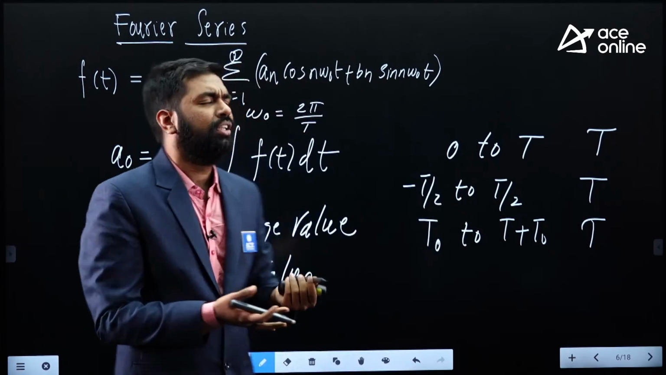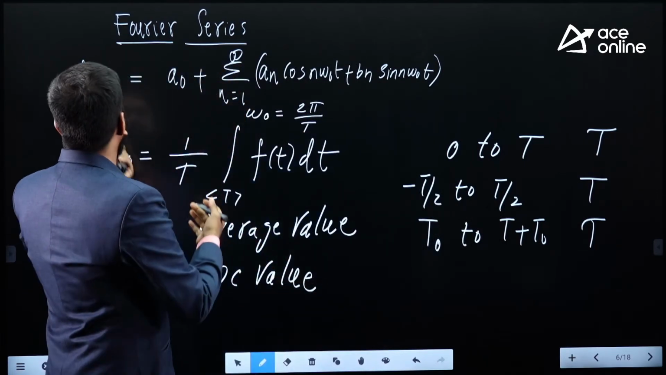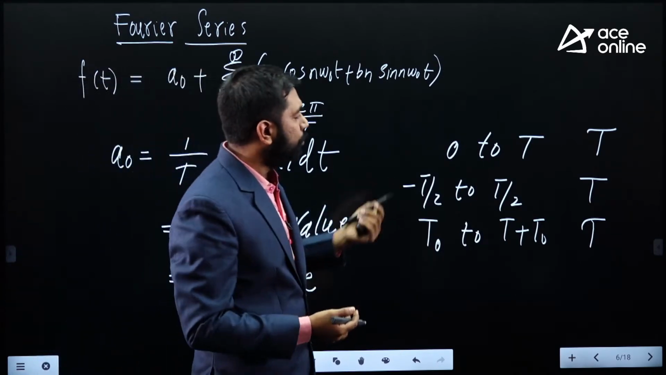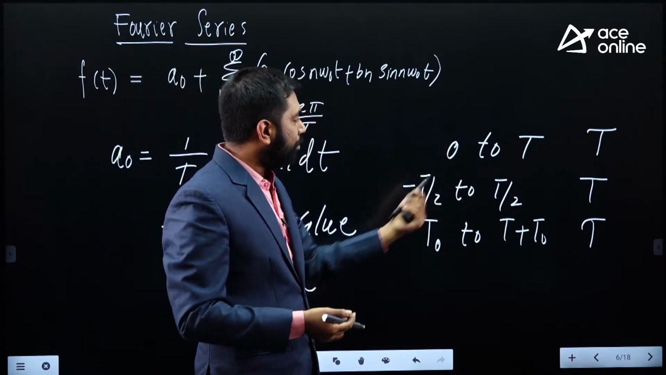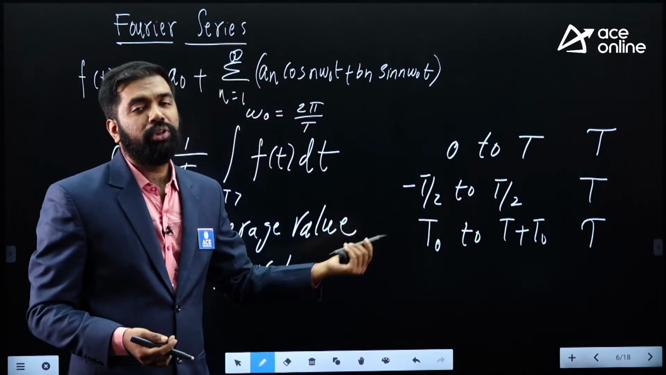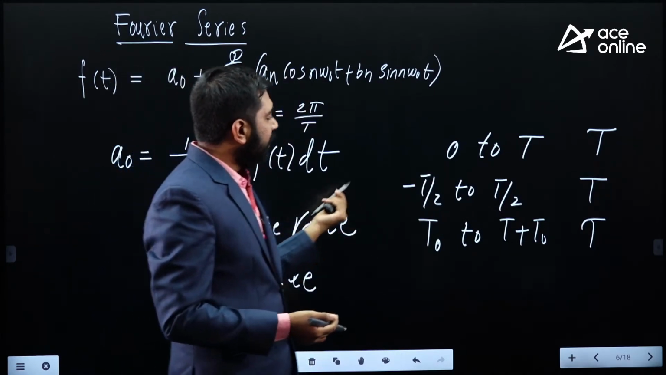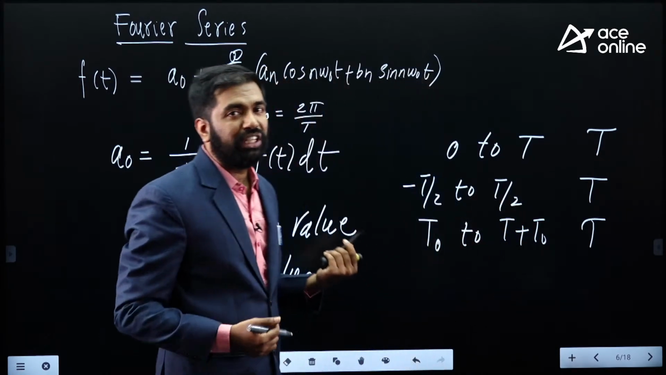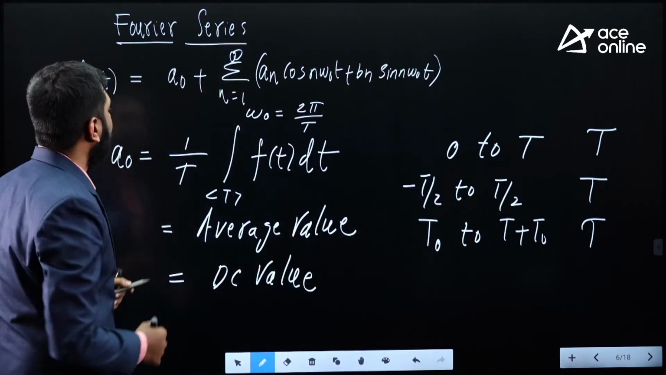Now why is this? Because the given signal, or the considered signal, is periodic. So it doesn't matter which interval you choose. Sometimes I take 0 to capital T, sometimes I take minus T by 2 to T by 2. There are some advantages when you take from minus T by 2 to T by 2, so I'll show you those advantages. So this is how you find A naught.